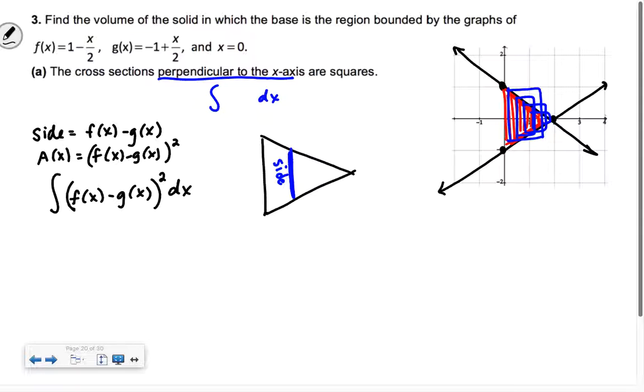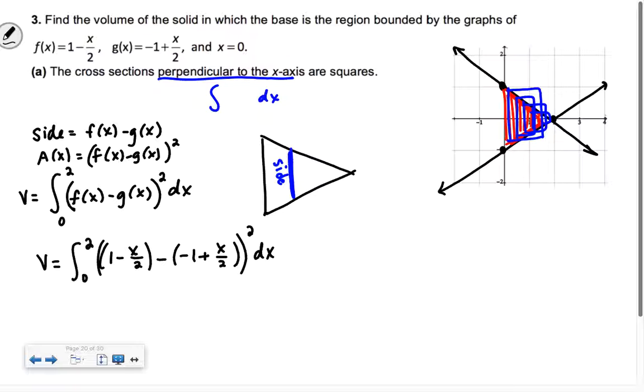And our x values go from 0 to what? Do you guys see where they cross? 2. So that's going to be our volume equation. So if you want to write it out after you've written it the simple way, that's fine. You can write 1 minus x squared. See, I almost made a mistake there. I would have missed it for that, putting a plus there. And then minus g of x was -1 plus x over 2, big parenthesis, squared, dx. And then you can find it.